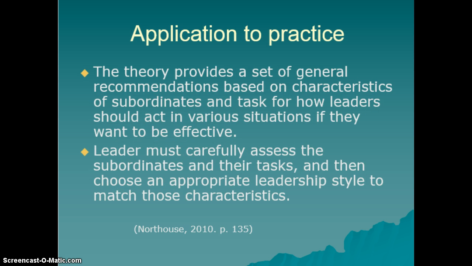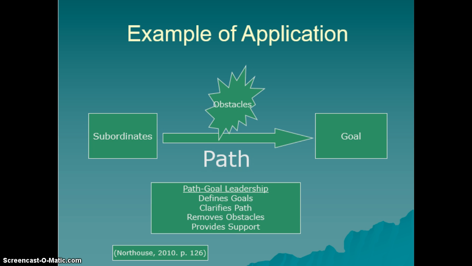Application to practice. The theory provides a set of general recommendations based on characteristics of the subordinates and tasks for how leaders should act in various situations if they want to be effective. The leader must carefully assess the subordinates and their tasks and then choose an appropriate leadership style to match those characteristics. This diagram is an example of the application.